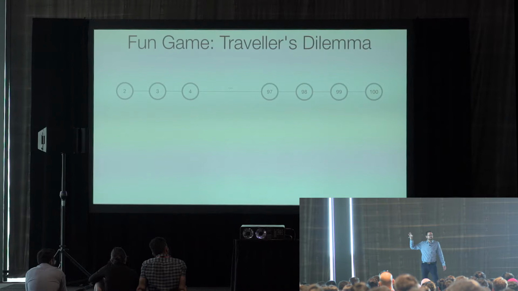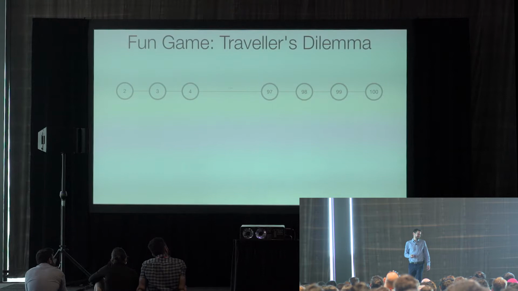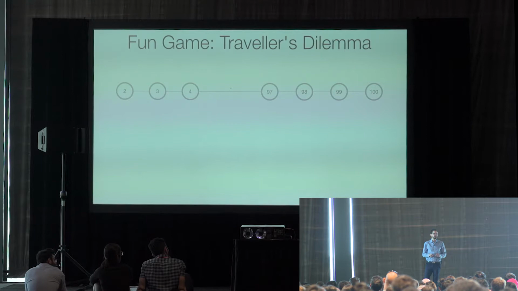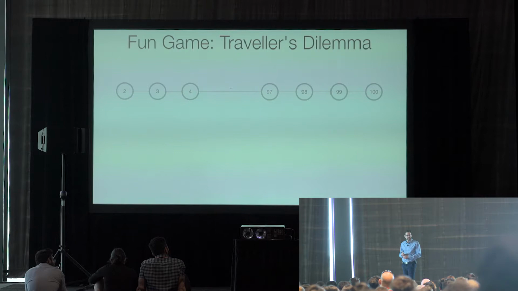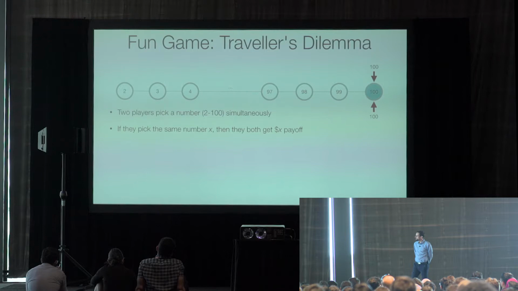So they're going to give you both the smaller number, except as a thank you for being so honest, they'll give the person who said the smaller number an extra $2. And as a punishment for being a dirty, lying liar, they will take $2 away from the person who said the bigger number. So you pick two numbers, so that's the fun story.